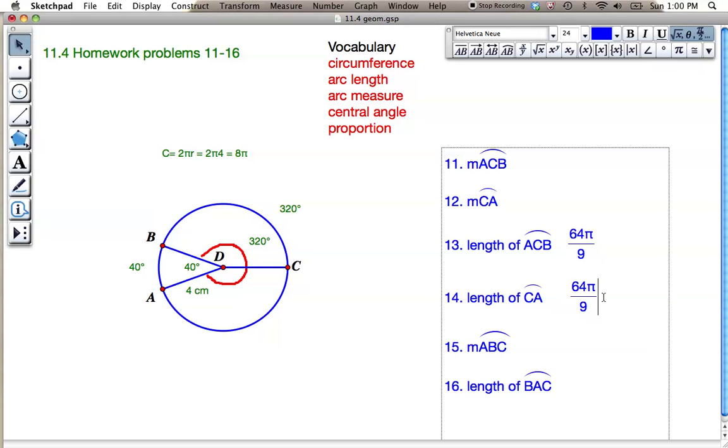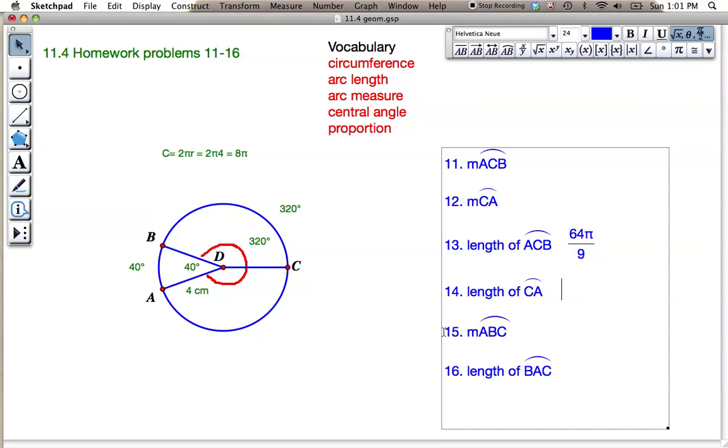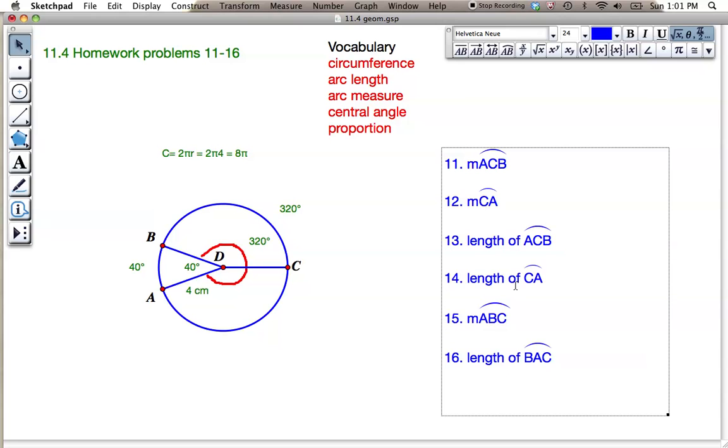And the same thing as dividing something by 2 is multiplying it by 1/2. So our final answer is just going to equal, if we cancel out the 2's in 64 and 2, 32 pi over 9. So 32 pi over 9 for CA.